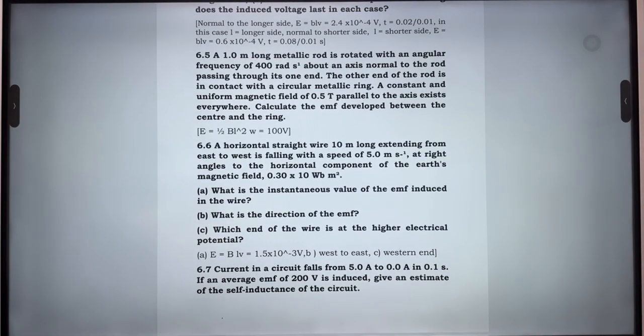Here a 1 meter long metallic rod is rotated with angular frequency of 400 radian per second about an axis normal to the rod, passing through its one end. The other end of the rod is in contact with a circular metallic ring. A constant and uniform magnetic field of 0.5 Tesla parallel to the axis exists everywhere. Calculate the EMF developed between the center and the ring.